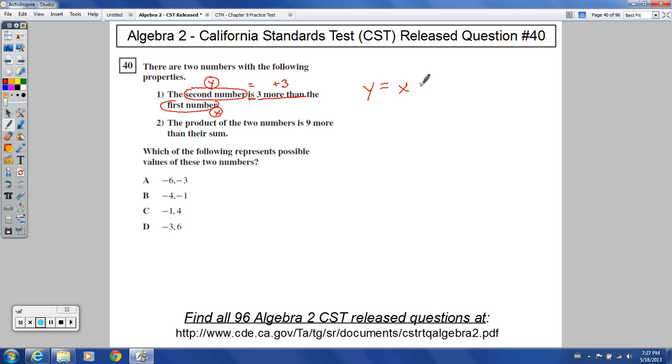Another way to write that is x plus 3. We could also write 3 plus x. The commutative property of addition says we could add those in either order.